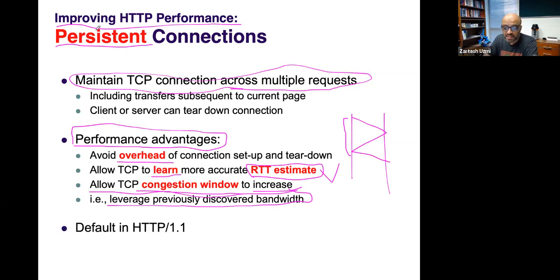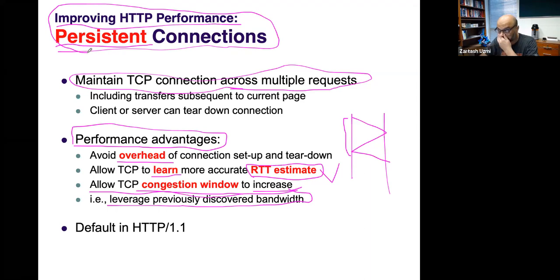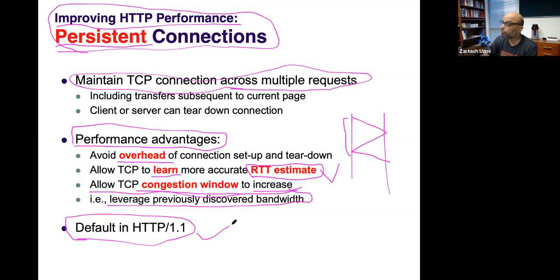So persistent connections: you establish one TCP connection at the start and then you keep it and send all the HTTP request responses on that TCP connection. Remember, it's bidirectional. This is, by the way, the default in HTTP 1.1. This was not in 1.0. It is the default in HTTP 1.1. In addition to persistent connection, HTTP 1.1 has one more thing.